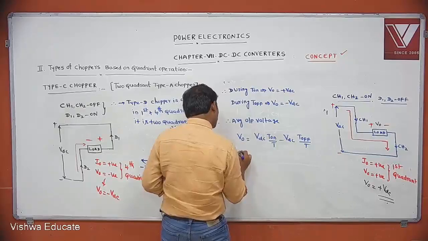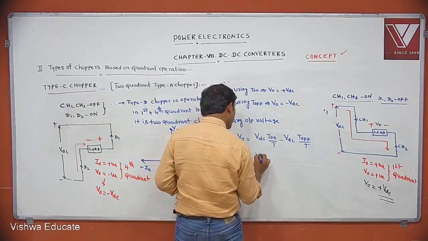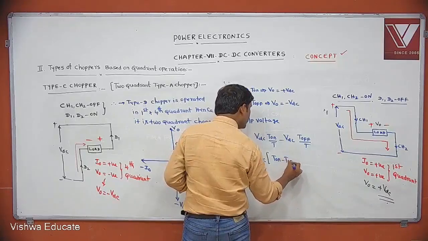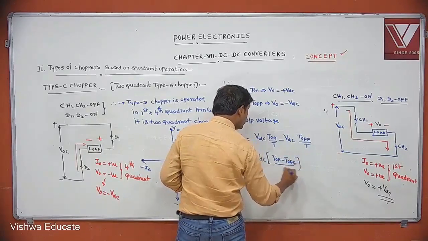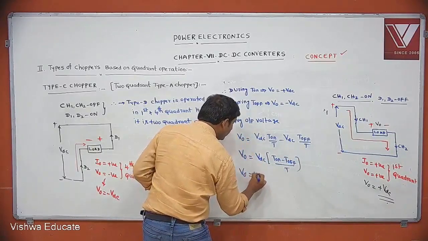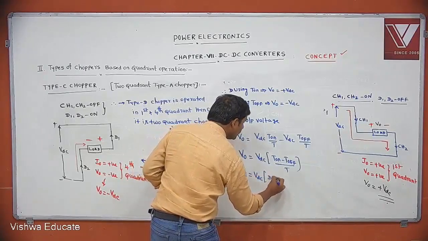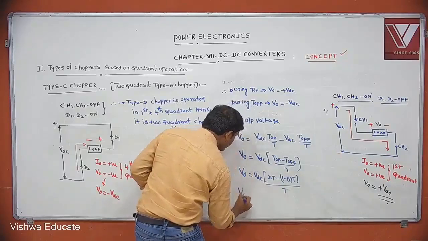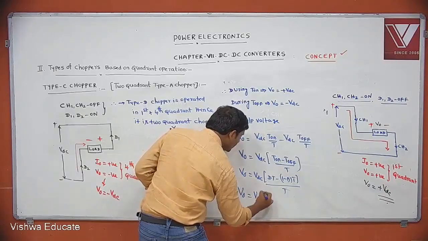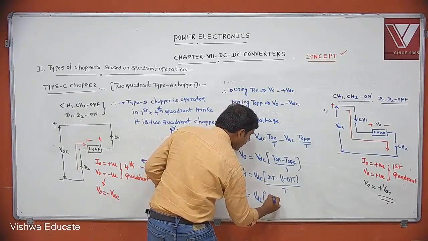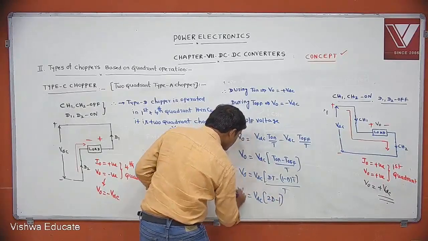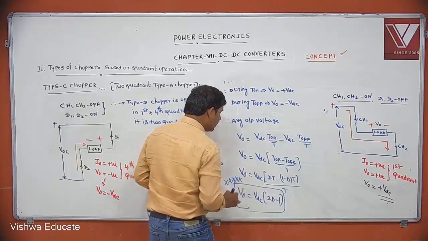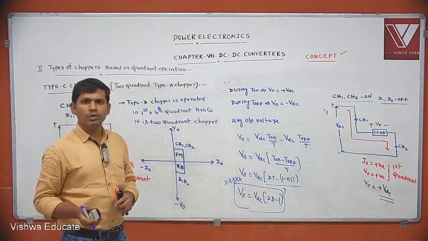Shall we write like this? Then what is the average output voltage? Take VDC common: T on minus T off by T. T on is dT, so this is (1 minus d) into T by T. T cancels. V naught equals VDC into 2D minus 1. This is the average output voltage expression in the case of type D chopper: V naught equals VDC into 2D minus 1.